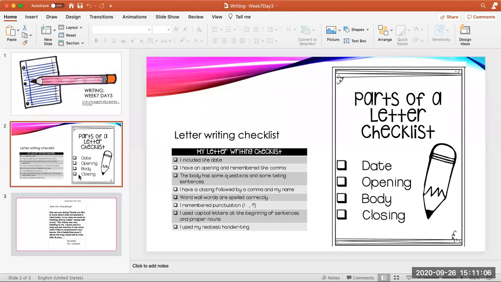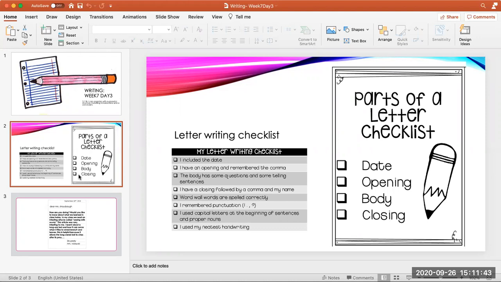All right, so my writing letter checklist. So I can include the date. If you've got that, check it off. I have an opening and remembered the comma. Don't forget the comma. The body has some questions and some telling sentences. I have a closing followed by a comma and my name, as in your name. Word wall words are spelled correctly. I remember punctuation. I use capital letters at the beginning of sentences and proper nouns. I use my neatest handwriting.